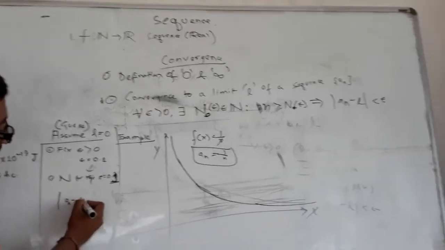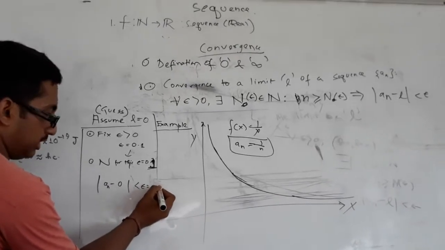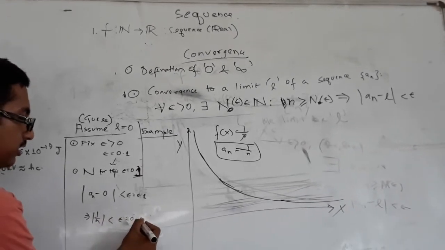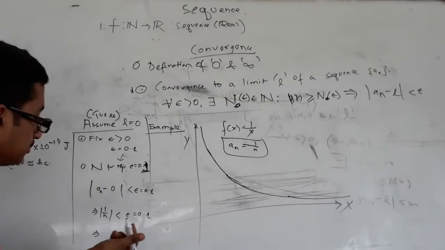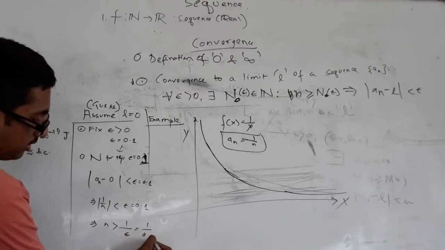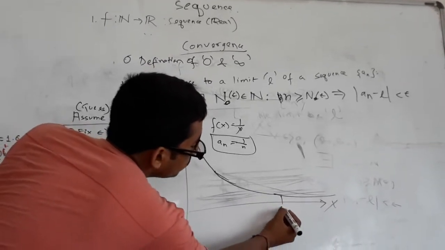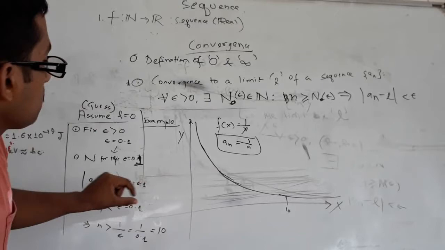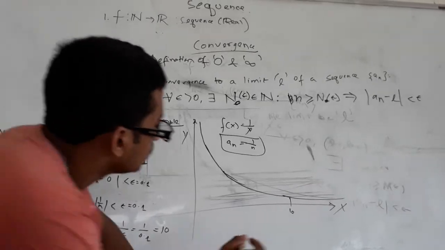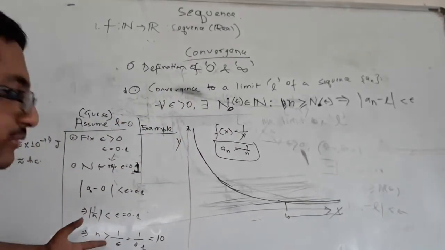That's the definition. We have to satisfy that inequality: modulus of a n minus 0 is less than epsilon, equal to 0.1. Now a n equals 1 by n here, so modulus of 1 by n is less than epsilon equal to 0.1. As n is a positive natural number, n is greater than 1 by epsilon, equal to 1 by 0.1, equal to 10. So after n equal to 10, all those numbers will lie in the strip of length 0.1 on both sides of 0. That's mathematically proven.